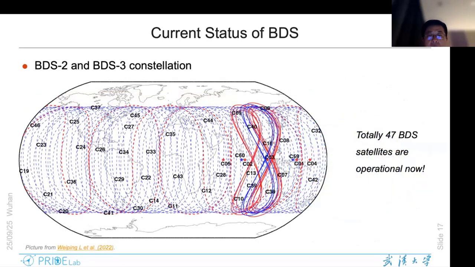Okay, this is the ground tracks of the BDS2 and the BDS3 constellations. We can see in the Asian Pacific area, from China, Japan to the southern part of Australia and Southeast Asia, more satellites, more ground tracks from the BDS satellites. This is because the BDS2 constellation still works, and it can increase the density of the ground tracks of the satellites in the Asian Pacific region. So now we have about 47 BDS satellites in the space, which is the largest number of navigation satellites compared to the other three constellations.